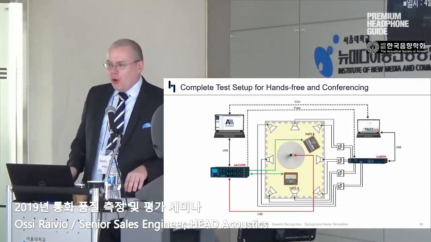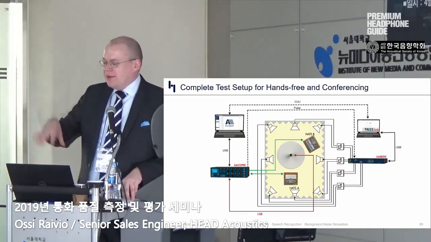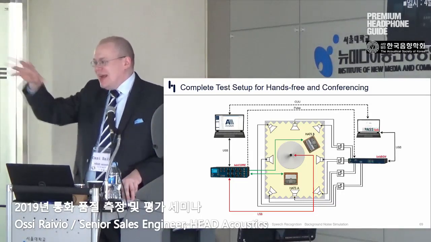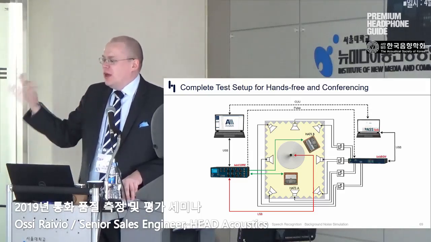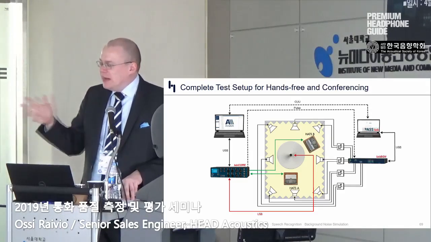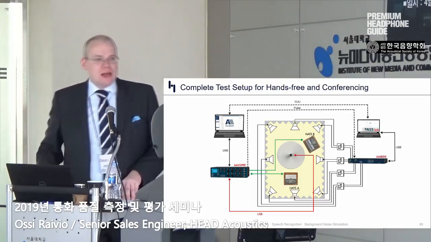And then you put the whole setup, you put the two dummy heads, you put the rotating table inside your test chamber, and you have the eight speakers dealing with the background noise and the reverberation.